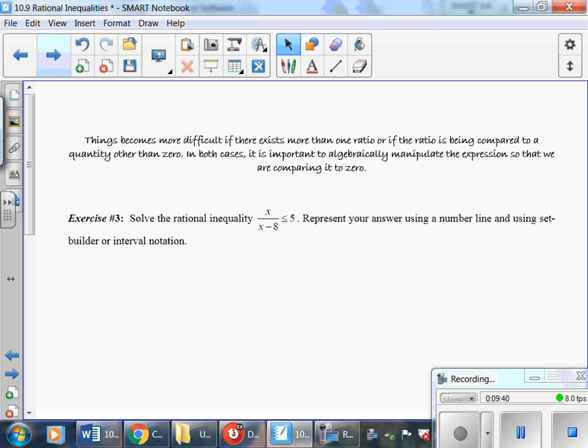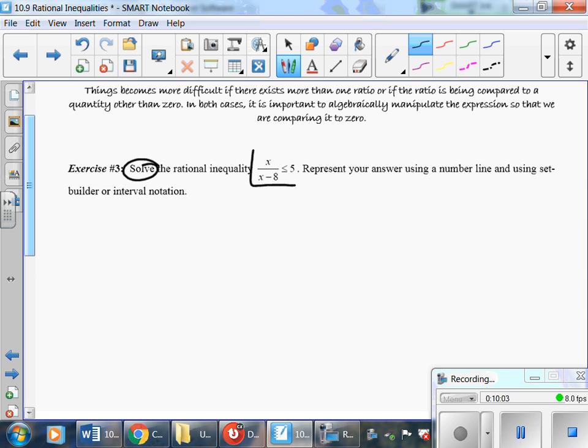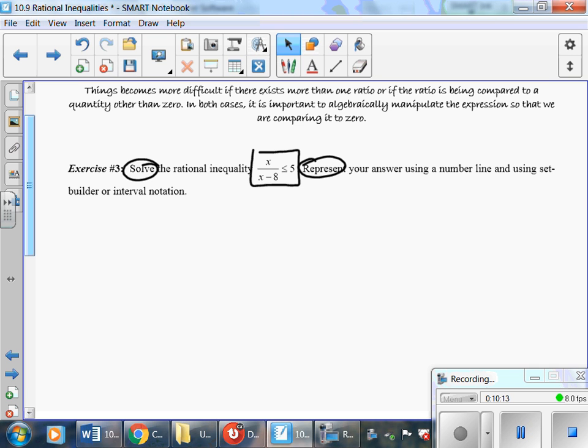Things become more difficult if there exists more than one ratio, or if the ratio is being compared to a quantity other than 0. In both cases, it is important to algebraically manipulate the expression so that we are comparing it to 0. So just like when we did quadratics, you're kind of doing the same thing here. So this says solve the rational inequality and represent your answer using a number line and using set builder or interval notation again. So what we just said is this has to be compared to 0.